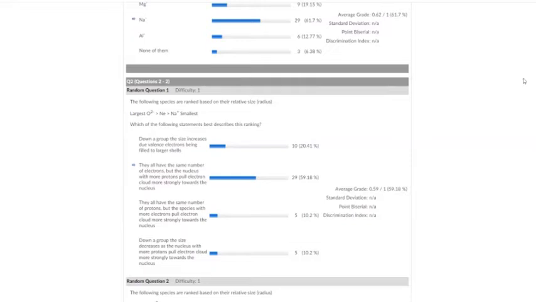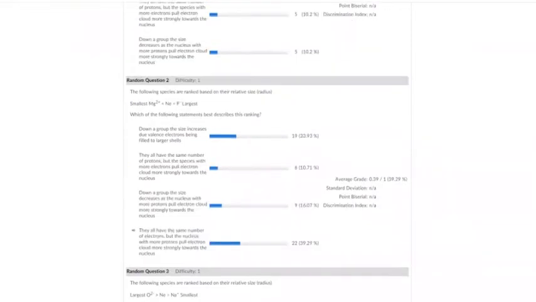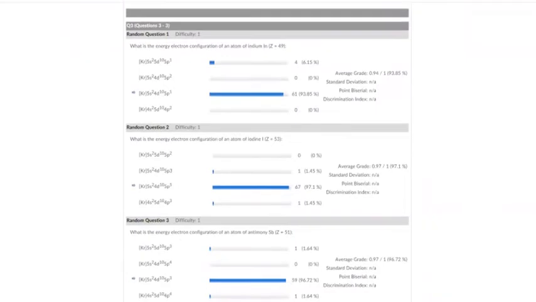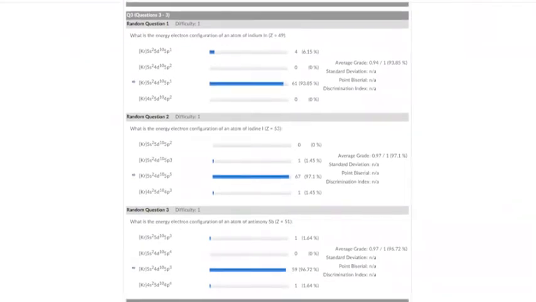Right, so then that's about question 2. And moving on to question 3. We're asking for the electron configuration of, let's go to this question over here. What is the electron configuration of the atom of indium with an atomic number of 49?